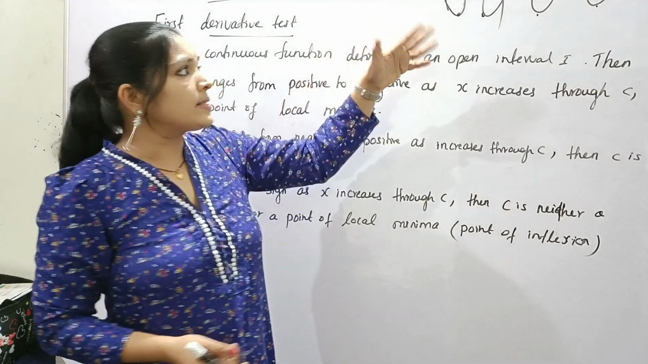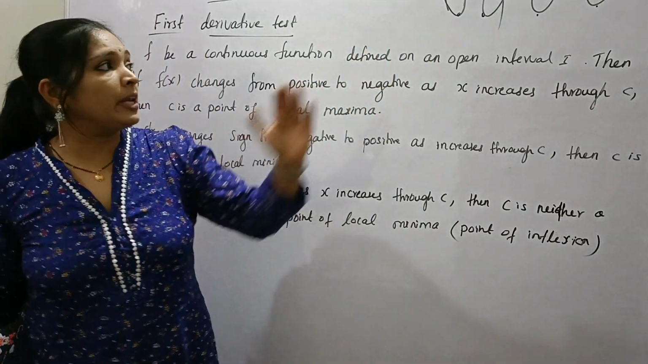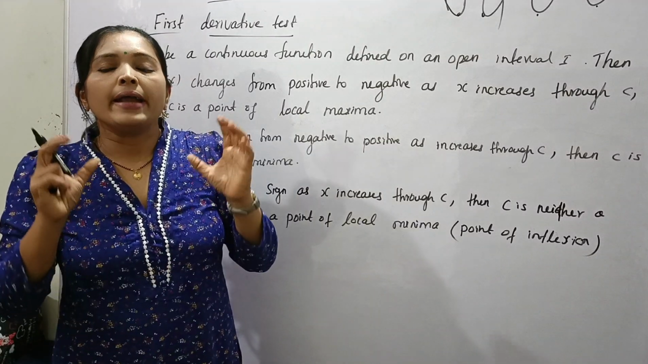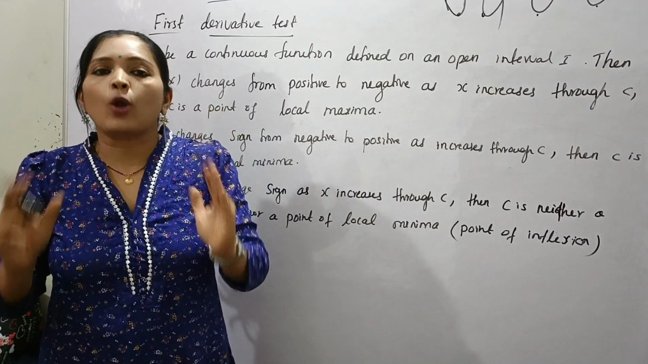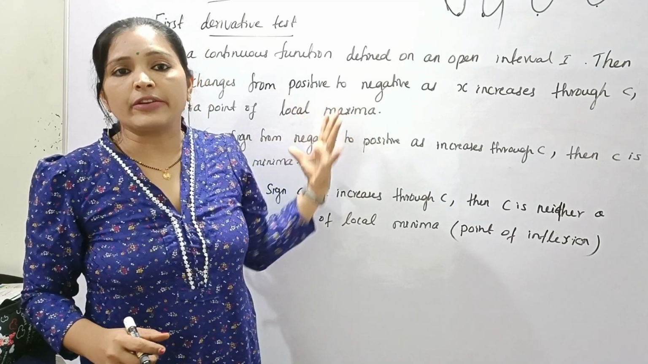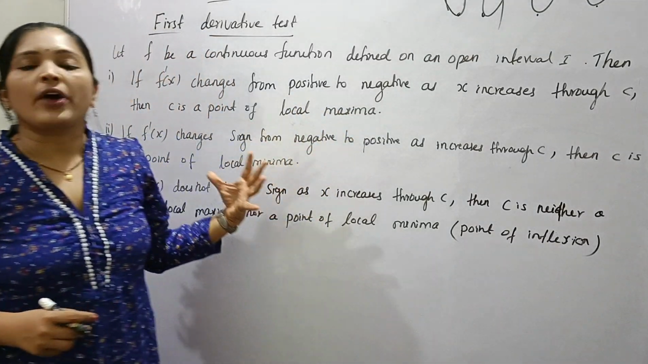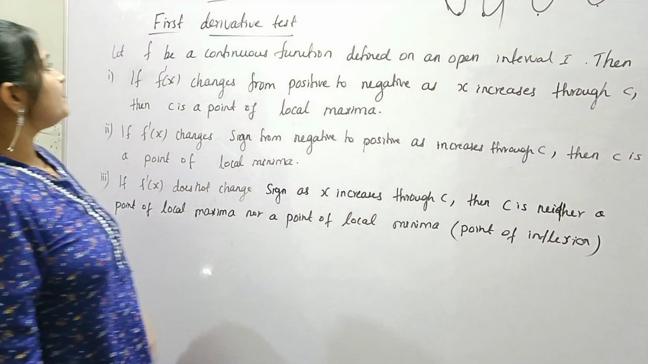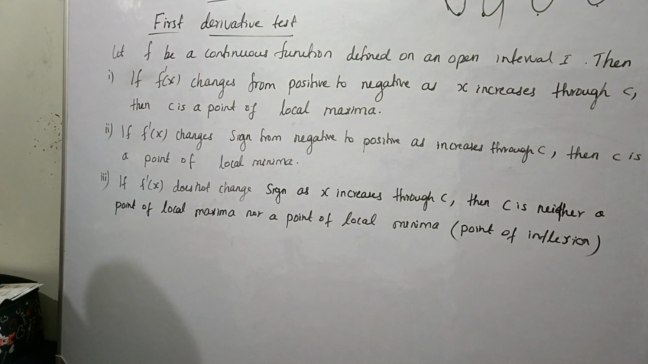So here let's study local maxima and minima. Many points are there, and all these points are local maximum, that is, it is the maximum value in its locality. Here we will study how to find local maxima and local minimum values using the first derivative test. So here, it is the first derivative test.